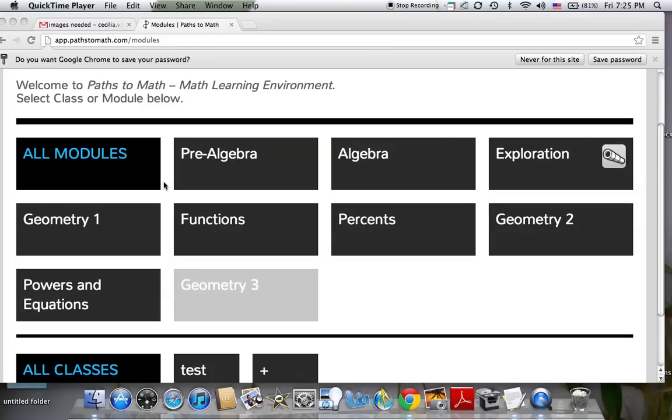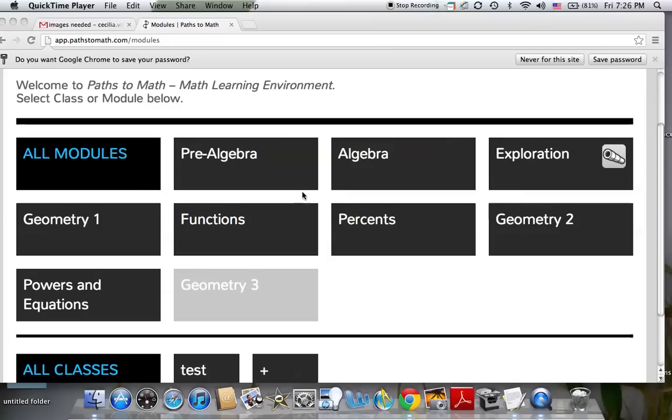Organized into 10 independent modules, Paths to Math contains sufficient problems to assign homework and individual assessments. The material in Paths to Math is organized to help students develop deep understandings of the concepts and to support students to experience success, thus increasing students' motivation and fostering positive attitudes to mathematics.